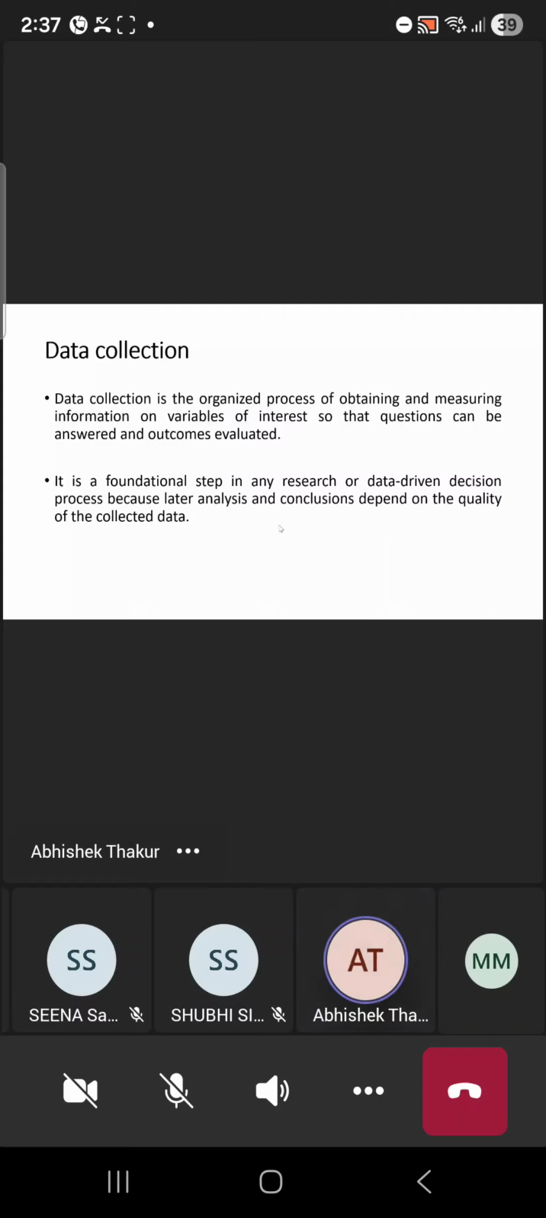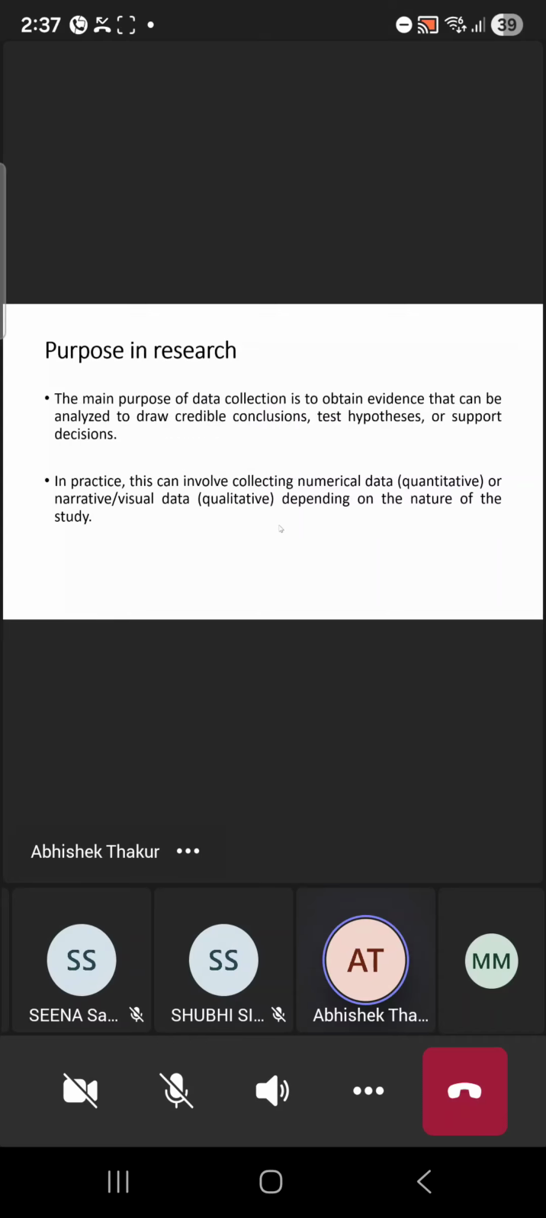So what is the purpose of data collection in research? To get evidence for drawing correct conclusions and testing ideas. So data collection is required, and data can be in both forms: in number form as quantitative data, or in the form of descriptions or stories as qualitative data. So there are two different types of data.